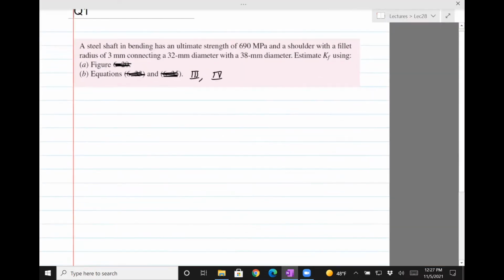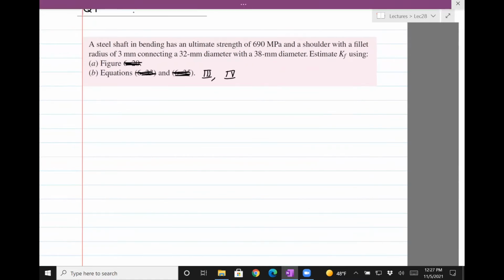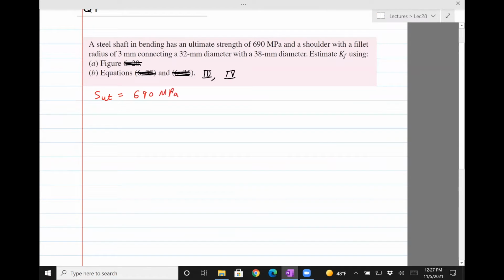Okay, a steel shaft has an ultimate strength of 690 MPa. So SUT is 690 MPa. And a shoulder with a fillet of radius 3 mm connecting a 32 mm diameter with a 38 mm diameter. Estimate Kf using the figure. Okay, so the figure was that figure which I showed you, that's for the notch, right? Q versus R, and then equations.